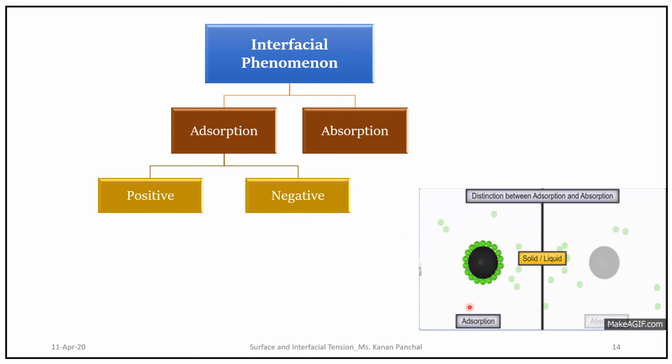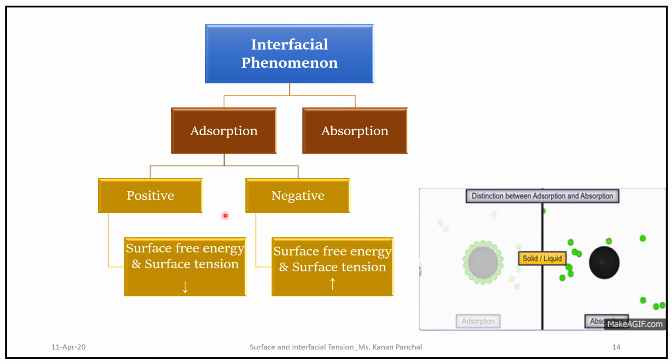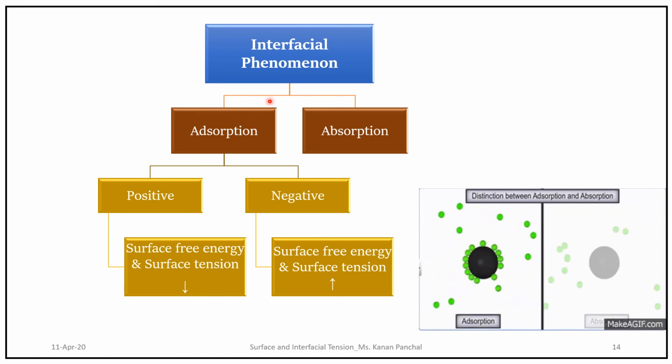When these adsorbates prefer to settle at the interface, that is, their concentration at the interface is higher than that in the bulk, it is called positive adsorption. And when they do not prefer the interface, that is, their concentration in bulk is greater than that of the interface, it is called negative adsorption. So in positive adsorption, the surface free energy and surface tension decrease. But in negative, these two increase. An example of adsorption can be adsorption of dirt particles by activated charcoal.